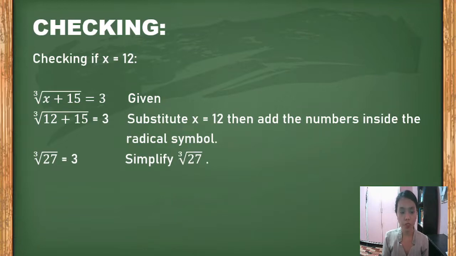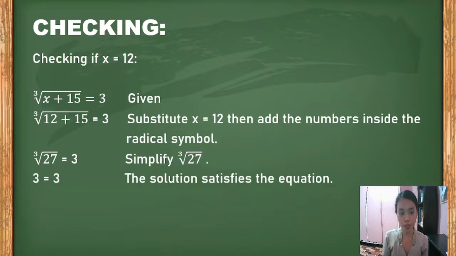Now, simplifying natin ang cube root of 27. So, the answer is 3. So, again, both sides are equal. Therefore, our solution satisfies the equation.